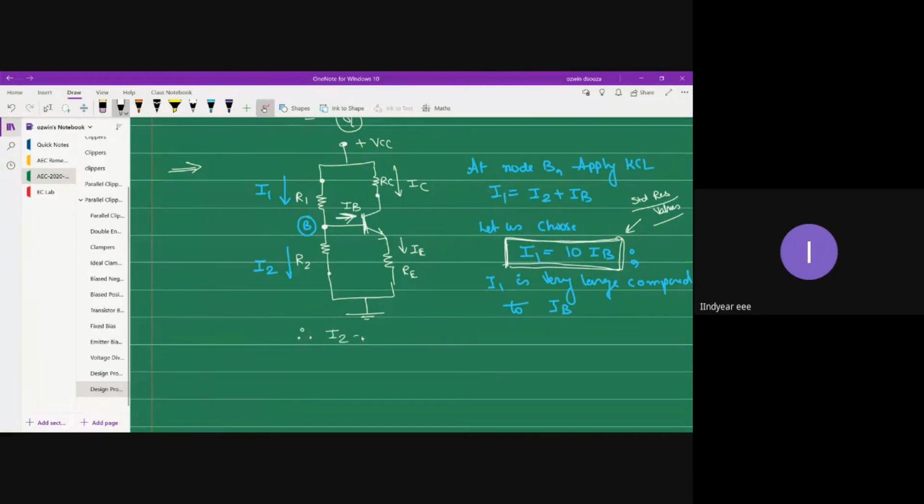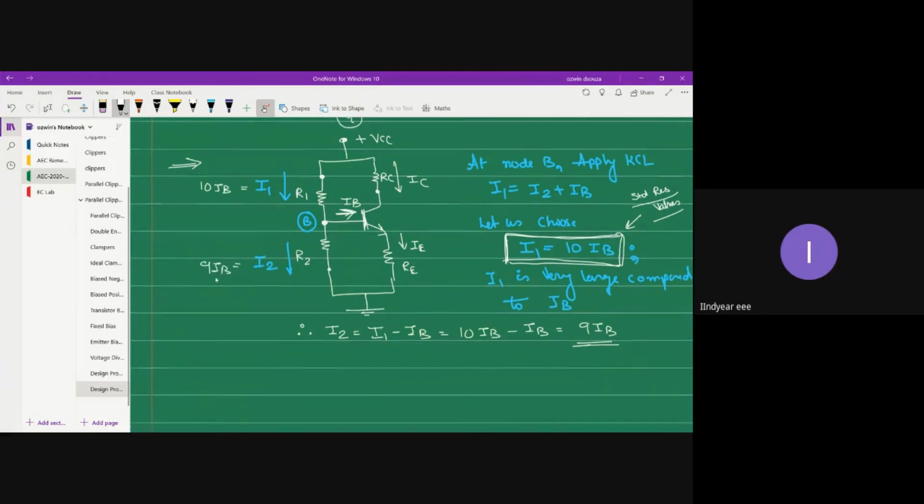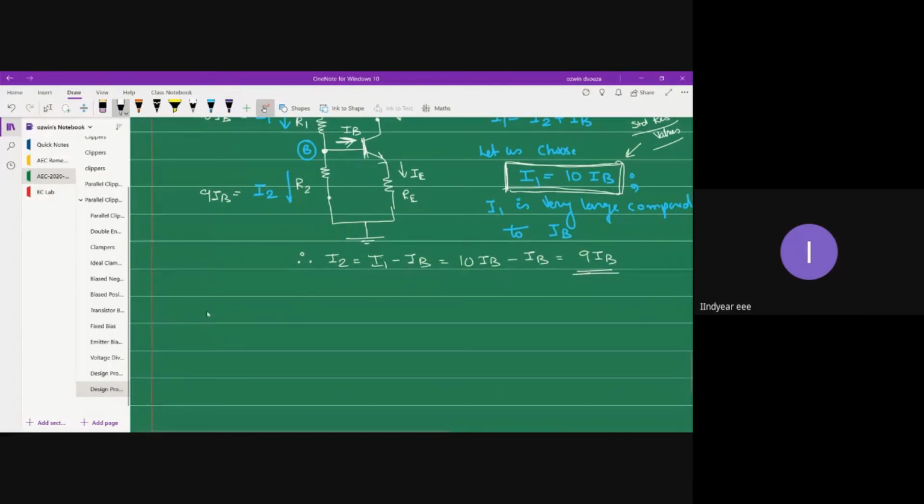Therefore, I2 is equal to, what is it basically? I1 minus IB, or 10 times IB minus IB, which is 9 IB. So let me write I1 is equal to 10 IB and I2 is equal to 9 IB. That's all we need to calculate the resistance values.